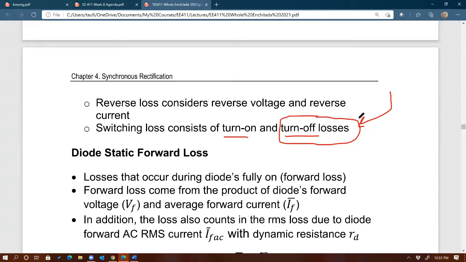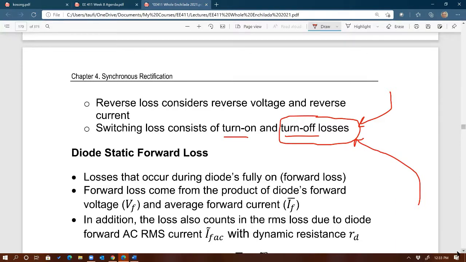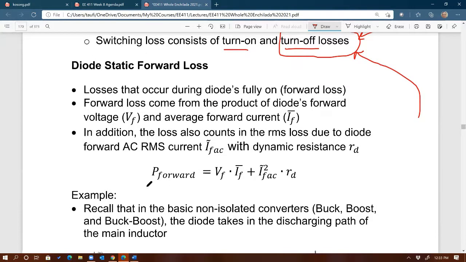And I remember that one of my assignments was to calculate losses on this diode. One of the most painful equations to look at for diode loss is the turn-off loss. You'll see. Okay, let's start from the forward loss. Forward loss is pretty straightforward, no pun intended. It is relatively simpler to calculate compared to the other losses.